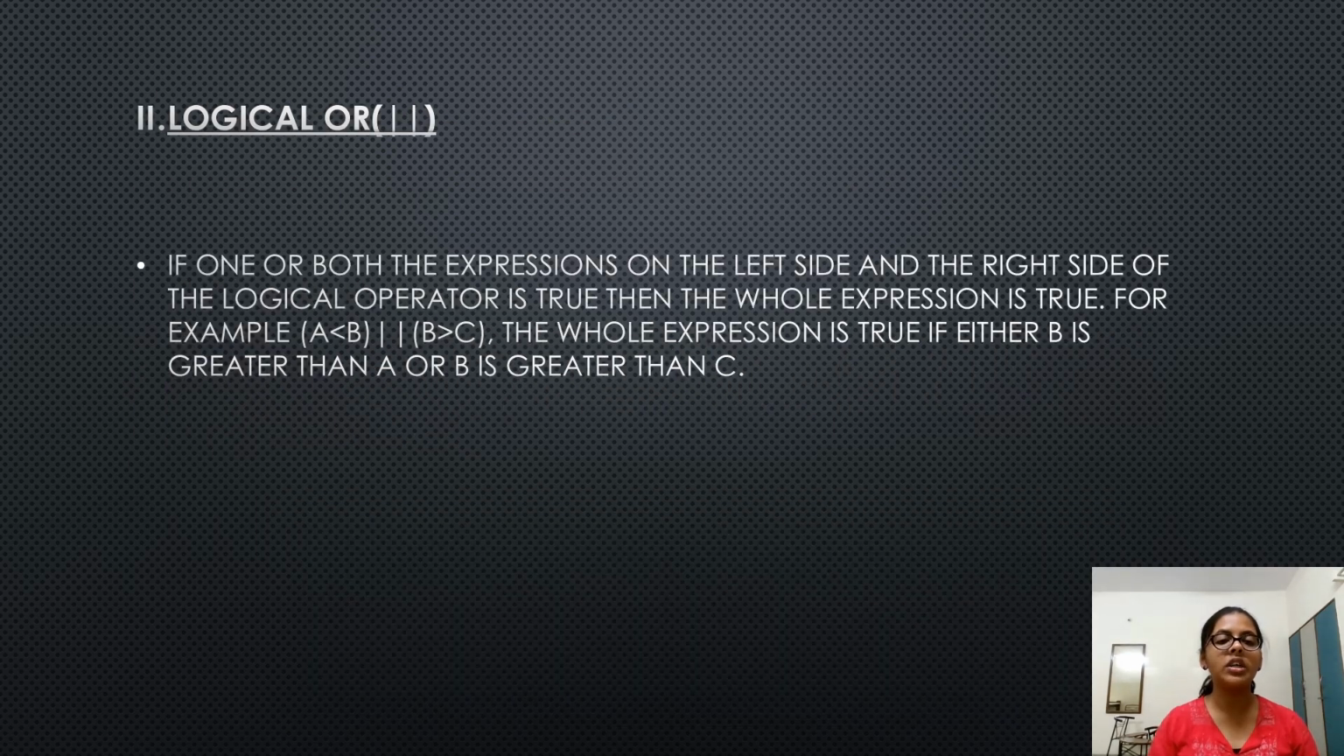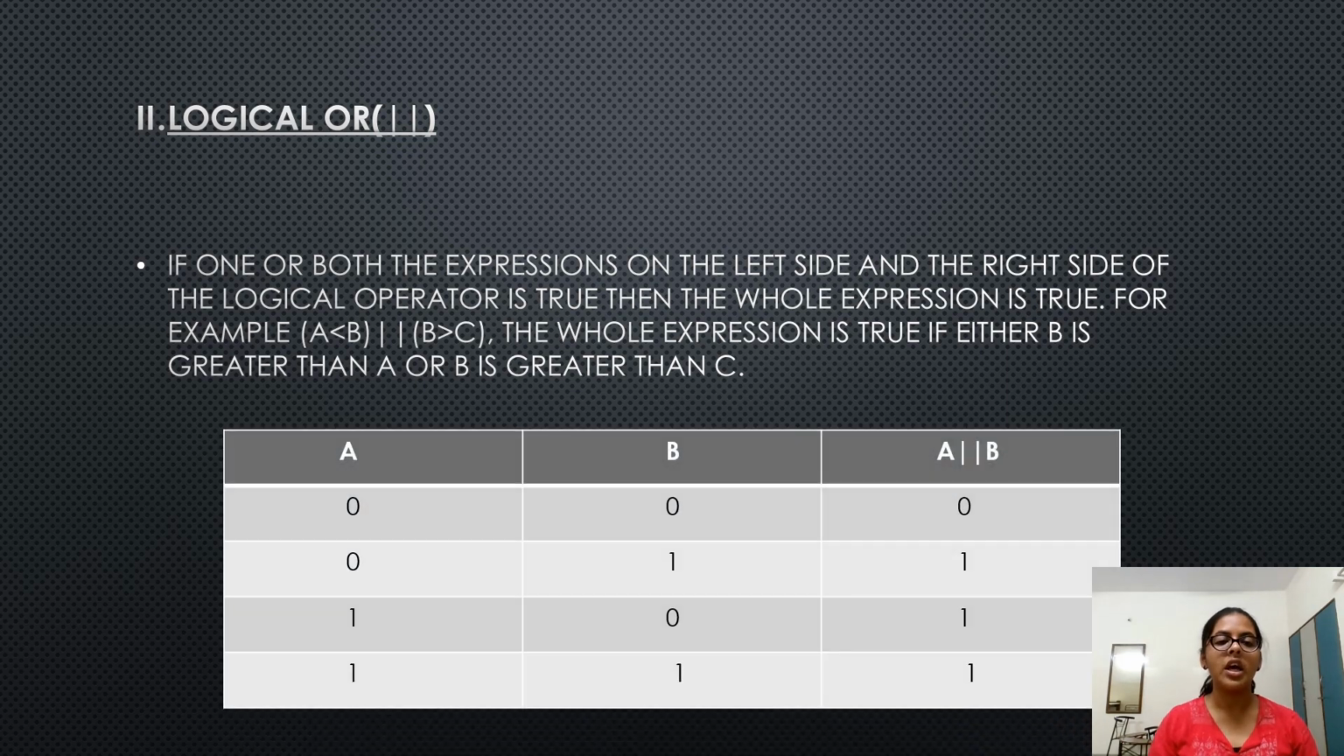Next, we have the logical OR operator. If one or both of the expressions on the left and the right side of the logical operator are true, then the whole expression is true. For example, B is greater than A or B is greater than C. Then the whole expression is true if either B is greater than A or B is greater than C. Here is the truth table for the logical OR operator.